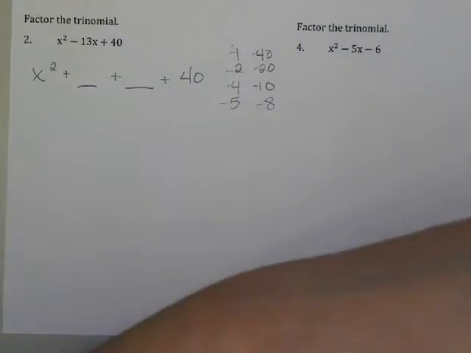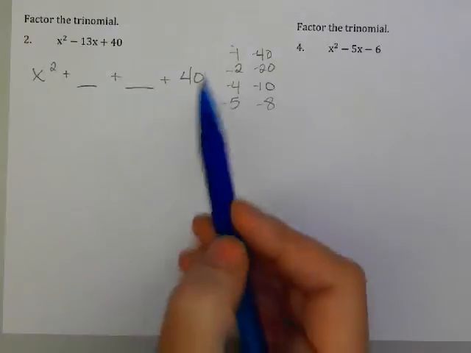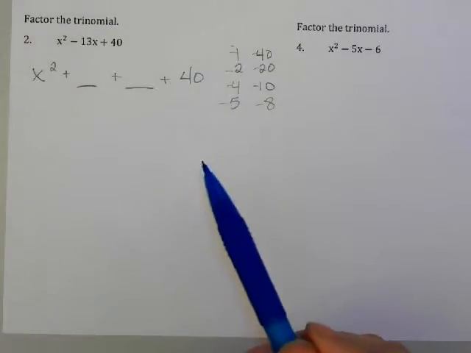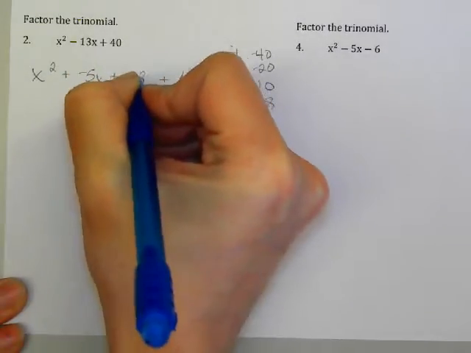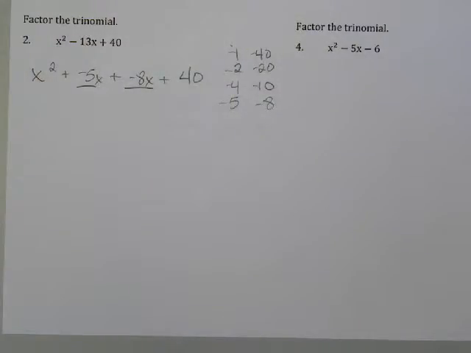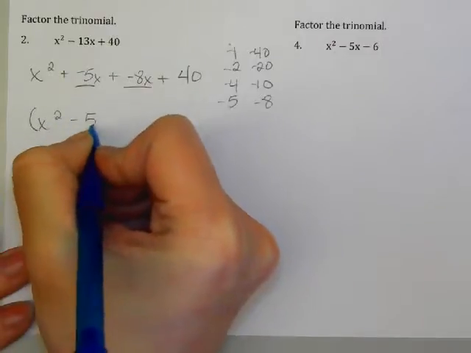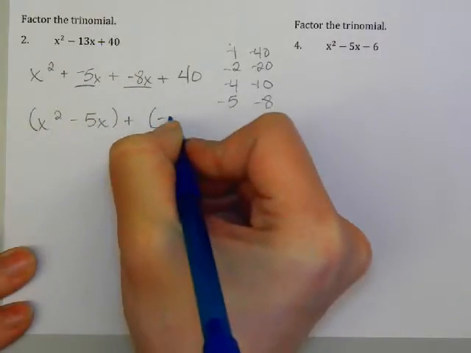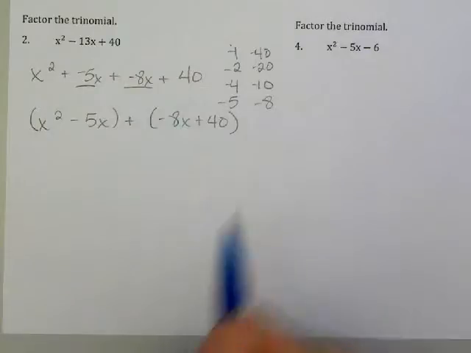So now I'm going to factor by grouping. So I've got x squared minus 5x plus negative 8x plus 40. Remember that negative has to stay with that number. So what can I factor out of the first one? The x squared and the negative 5x? Okay, so I factor out an x. x times x gives me x squared. x times what gives me negative 5x? Negative 5.